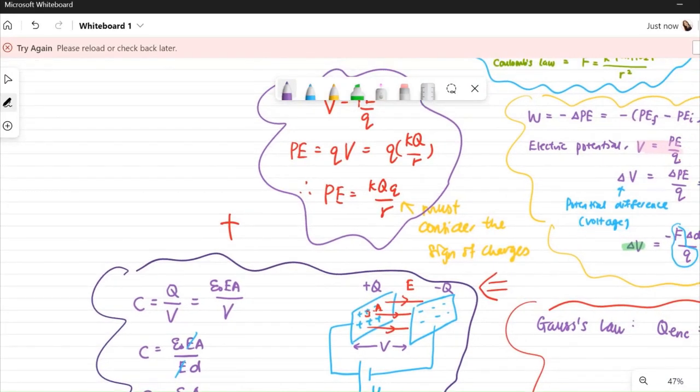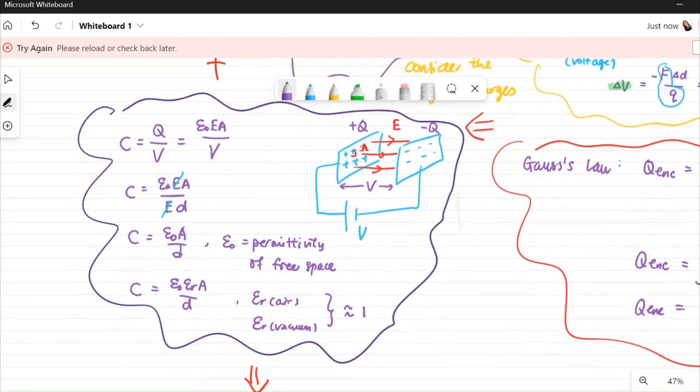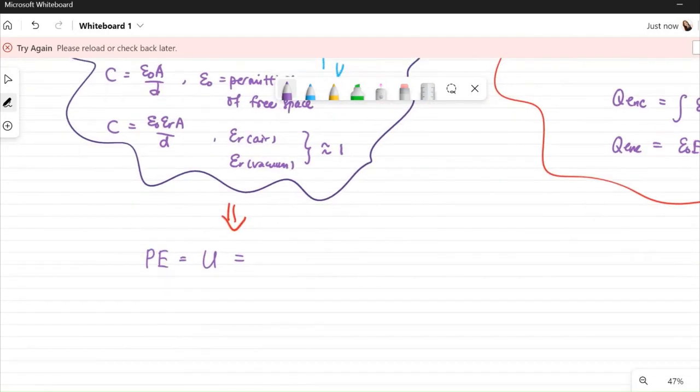Potential energy is defined as the product of Q and V, right? Now I'm going to show you the total energy stored in a capacitor. In a capacitor, the total energy stored is the integration of V dQ. From the definition of capacitance, C is equal to the ratio of Q over V. Therefore, V is equal to Q over C. So I substitute in Q over C dQ.